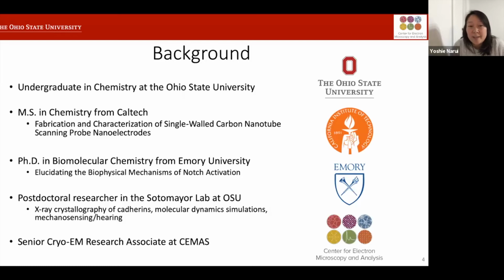My thesis focused on biophysical mechanisms of Notch activation, which is a pathway that's important in cell development. There I got more of a flavor of the biological side of things, and I continued to have an interest in systems that are mechanically activated, which is a little different from typical cell signaling. So when I moved back to Ohio State, I started as a postdoc researcher in the Sotomayor lab.